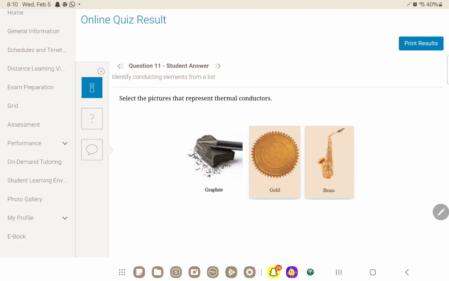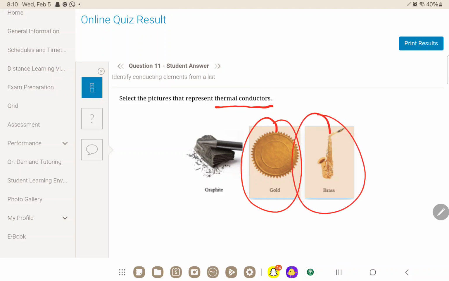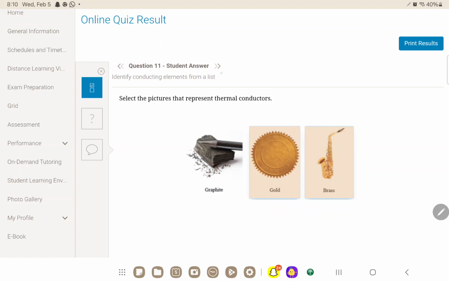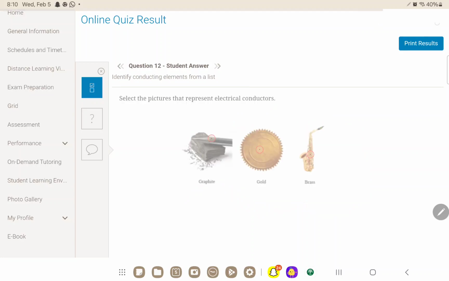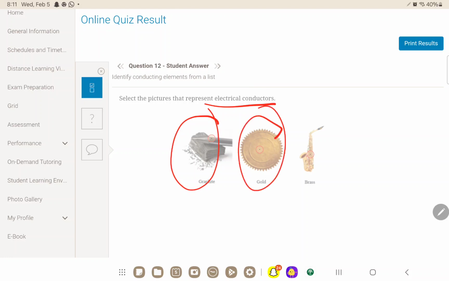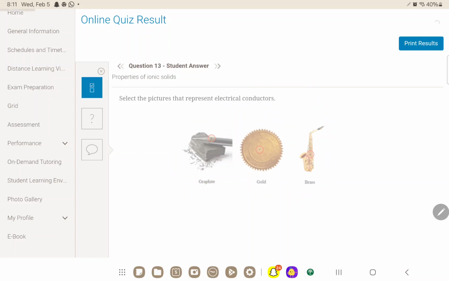Conducting. Okay, listen. When they ask about thermal conductors, it can only be gold and brass. It can only be metals. Graphite is not a thermal conductor. It doesn't conduct heat. But it's an electric conductor, which I think is the next question. Yep. Electric conductors. So graphite is obviously an electric conductor because it passes electrons. Gold is one too because it's a metal, and brass is also a metal.